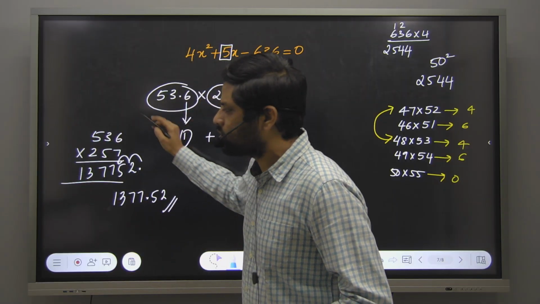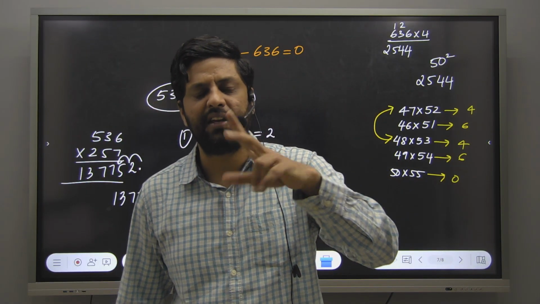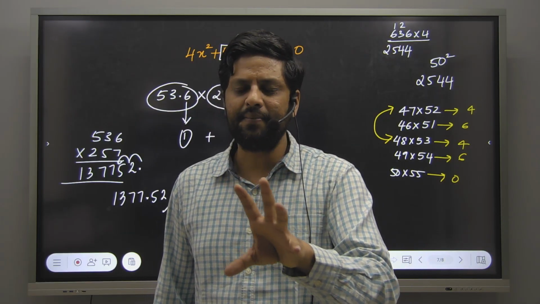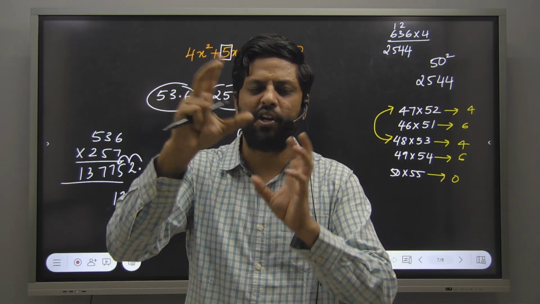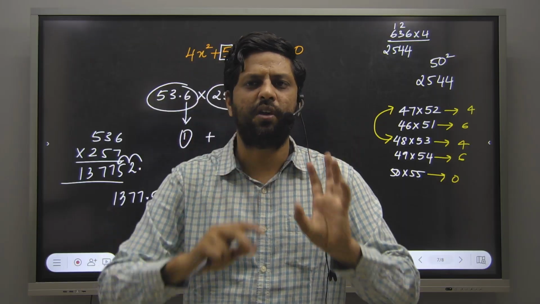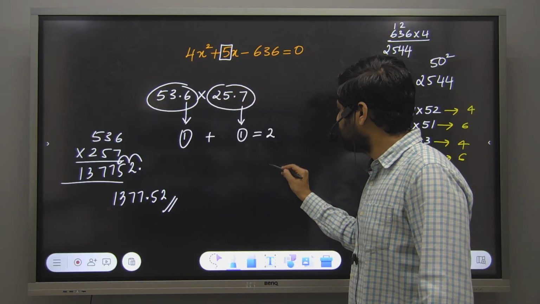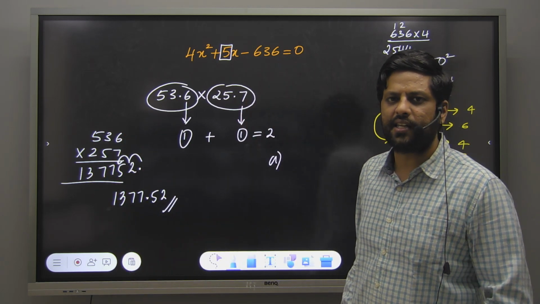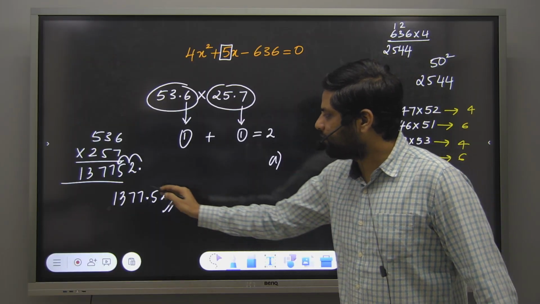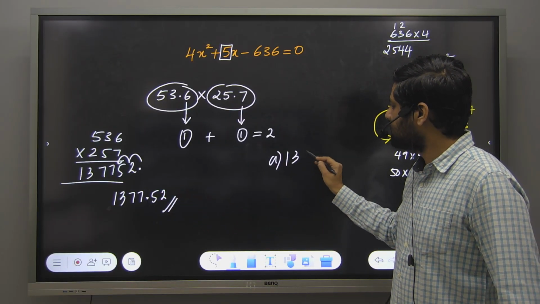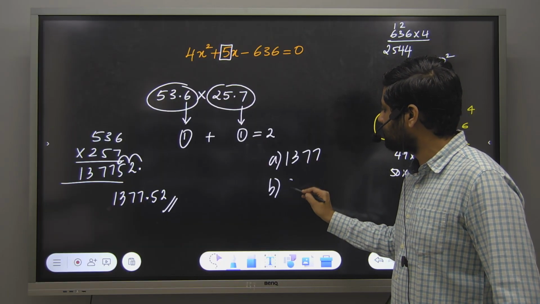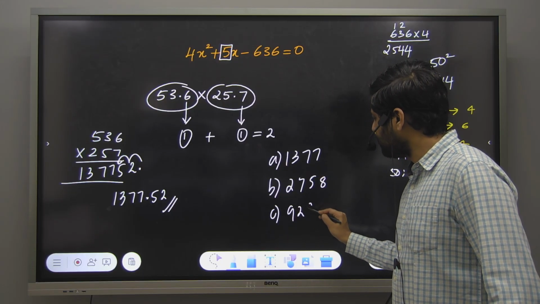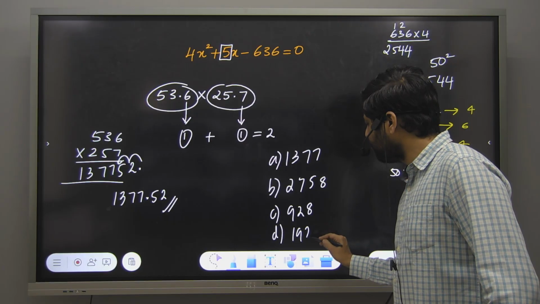I know that this method is also time consuming. But what happens in chemistry, physics, sometimes when you have an MCQ based question, many times the options are given such that they will not be very nearby to each other. The options will be far away from each other. What do I mean by options far away from each other? Suppose there is a calculation. How do they give options? They will not be nearby to each other. One option will be say 1377. Say the second option will be 2758. Say the third option will be 928. Say the fourth option will be 1924.